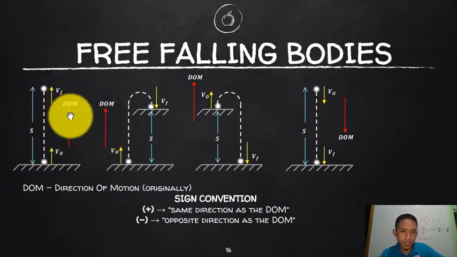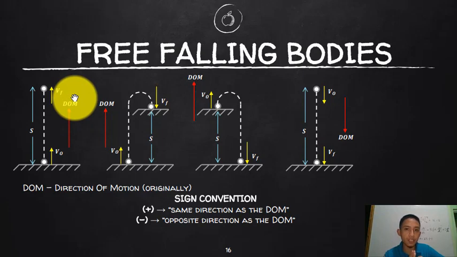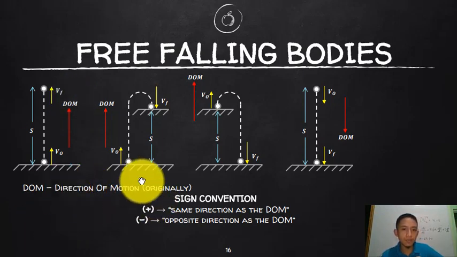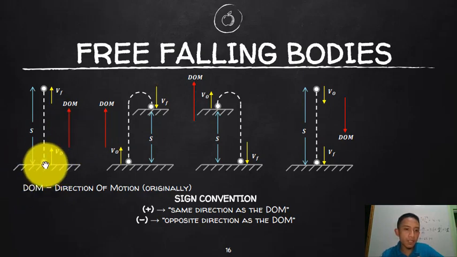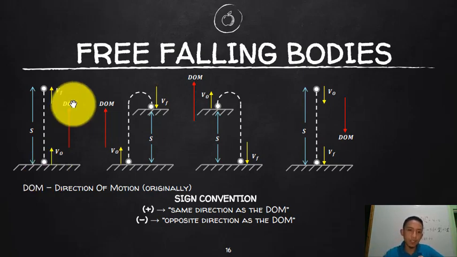So by the way, what is DOM? You need to know this one. This is important. You need to know the direction of your motion. That is your DOM. Direction of motion is where it is going initially. So if you throw an object upward from the ground, the direction originally is going up. That's why this is your red DOM, direction of motion.